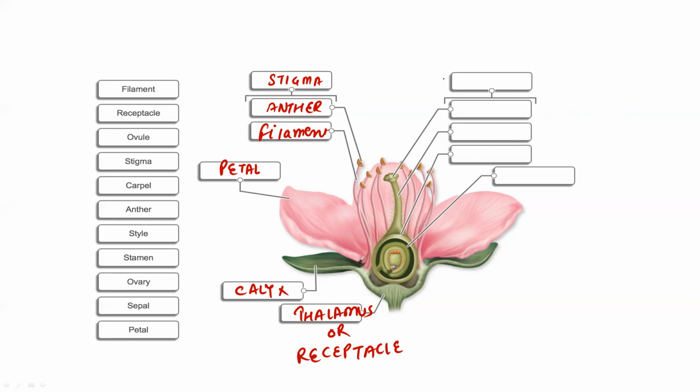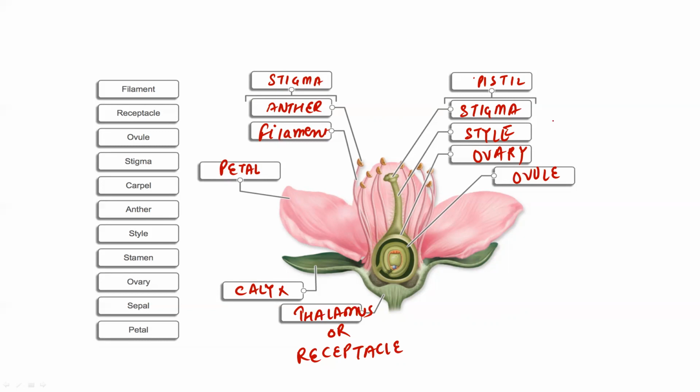Now this is the stigma. This is the style, and this one is the ovary, and this one is the ovule. Inside the ovary, you will find the ovule, and the stigma, style and ovary are collectively known as what we have just discussed, right? So in today's lecture, we have discussed the basic parts of the flower, right?